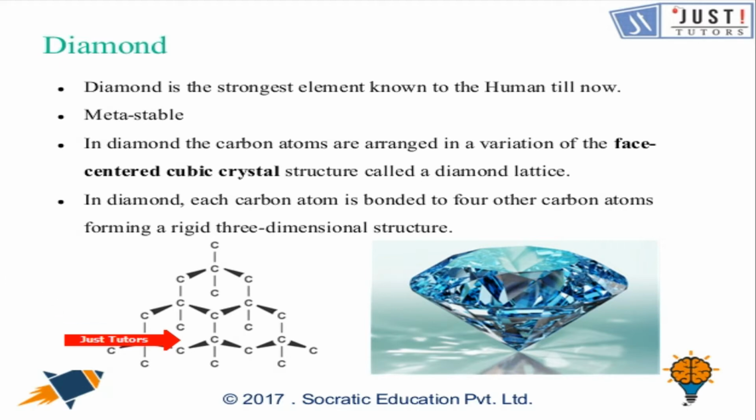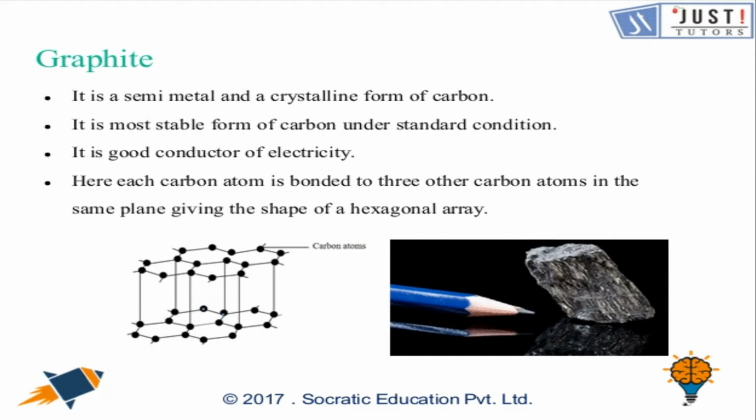Now, if we come to graphite, I think we all have used graphite, because the lead in our pencil is graphite, which we use to write. It is a semi-metal and a crystalline form of carbon. It is actually the most stable form of carbon. Under some standard conditions it can conduct electricity as well. That's why we said semi-metal. Each carbon atom is bonded to three other carbon atoms in the same plane, giving the shape of a hexagonal array like this.